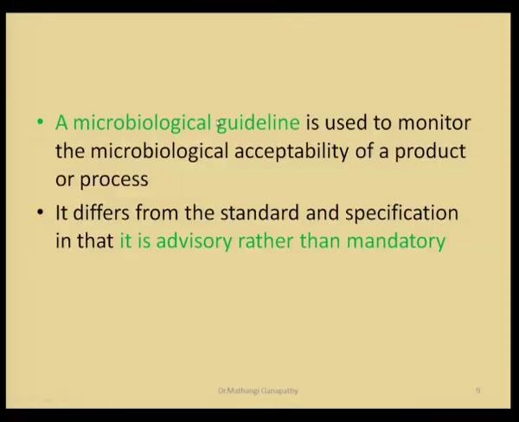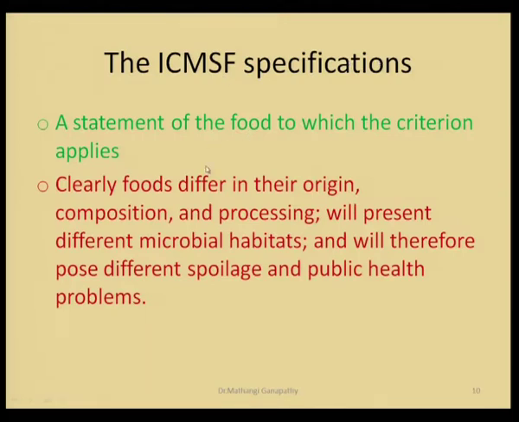A microbiological guideline is used to monitor the microbiological acceptability of the product or the process. So, then you have what we call a guideline. The difference from a standard and specification is that this is advisory rather than mandatory. Microbiological standard and microbiological specification are mandatory, has to be there necessarily if you are a food supplier, whereas a guideline is not. It is good if it is there, so it is advisable to have it, but it is not mandatory.